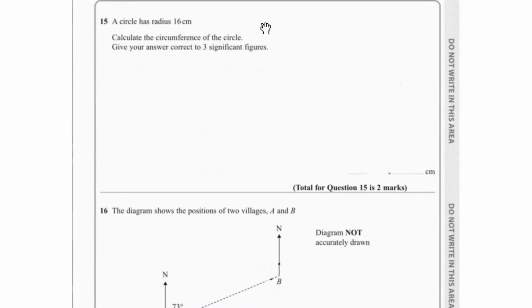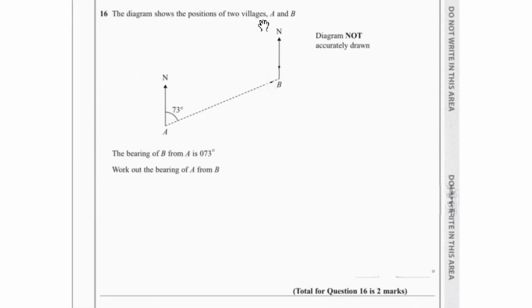Then a circle has radius 16 centimeters. Calculate the circumference of the circle. Give your answer correct to 3 significant figures. So circumference is 2 pi r. That's the formula. So 2 pi times 16, and that equals 100.53. Correct to 3 significant figures would be 101 centimeters. That's the circumference.